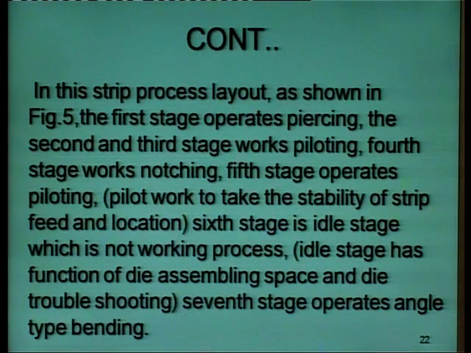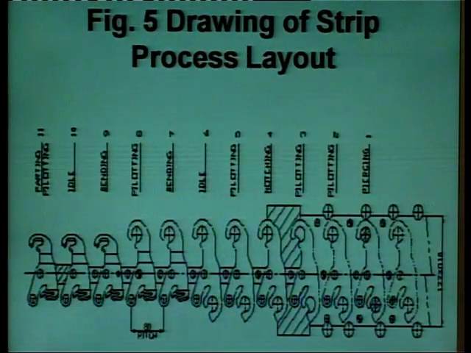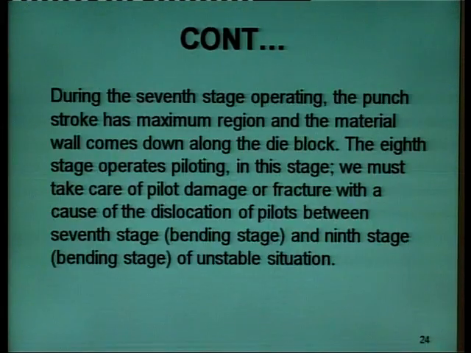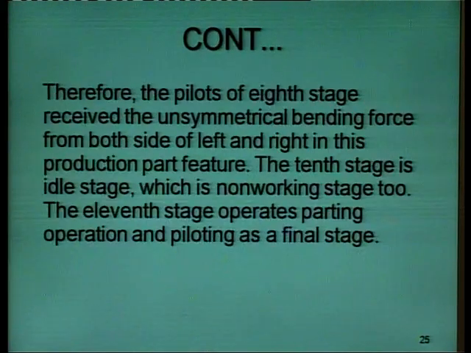Now, the seventh stage again operates as angle type bending. Bending is done in the seventh stage, as shown in the diagram. During the seventh stage operation, the punch stroke has maximum reach and the material wall comes down along the die block. Now, the eighth stage is again piloting, and the ninth stage is the bending stage. The tenth stage is again the idle stage, and the eleventh stage is again piloting, which is the final stage.